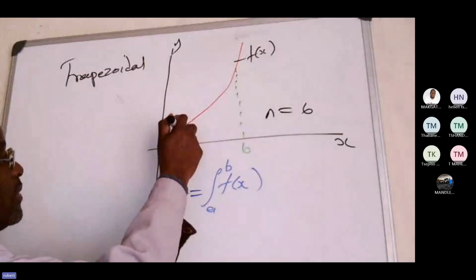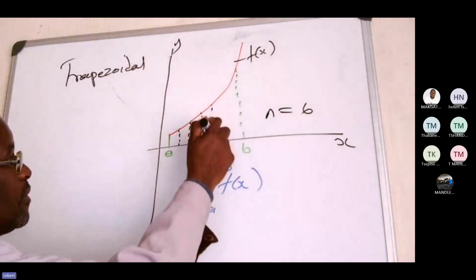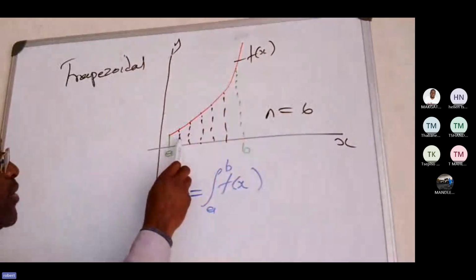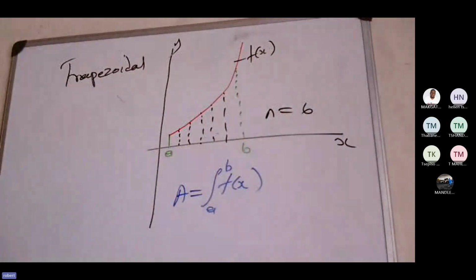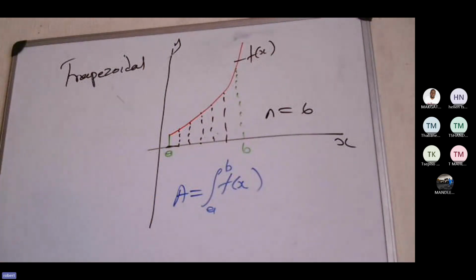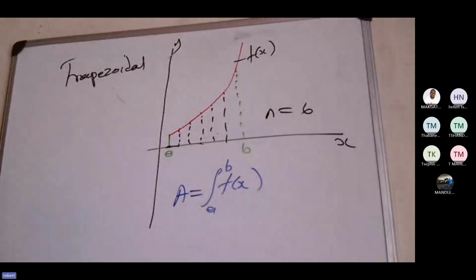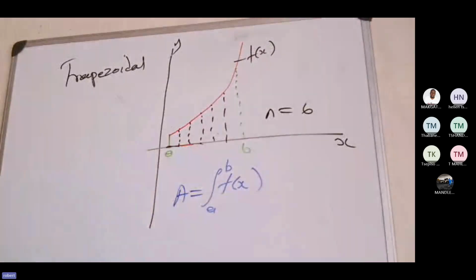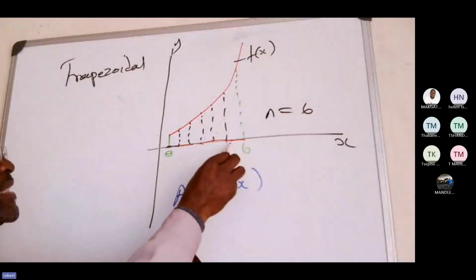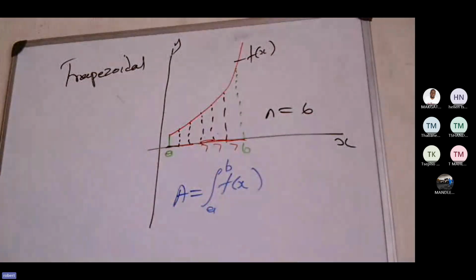Let's say 1, 2, 3, 4, 5. Yes, it will be 1, 2, 3, 4, 5, 6. And please, from here to here it must be equal in length. From here to here, equal in length. If from here to here is 7, then from here to here must also be 7, and so on and so forth.